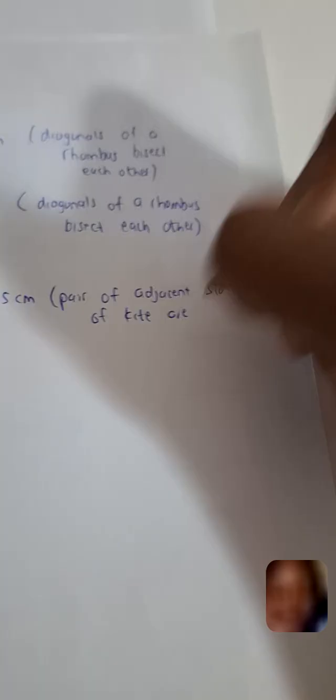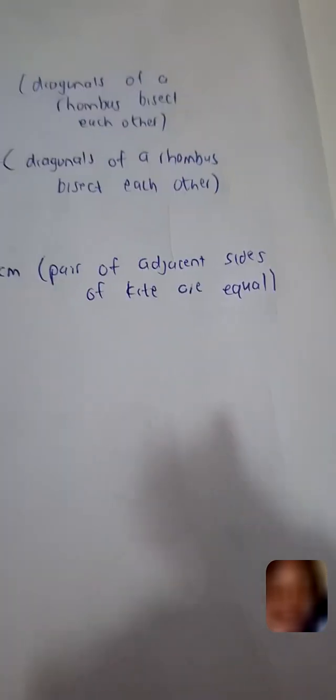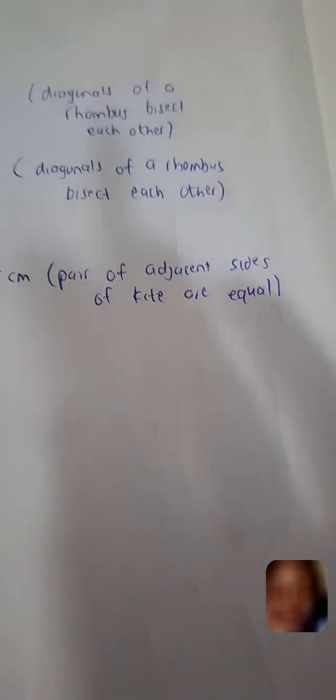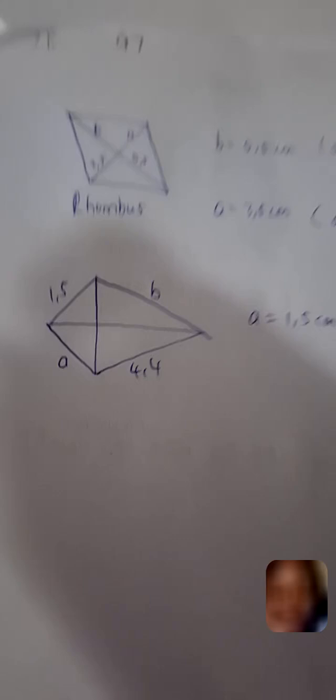Okay, thank you. Pair of adjacent sides of a kite are equal. Nice. Okay, Tasha in the comment section says adjacent sides of the kite are equal, which is also 100% spot on. Okay, then B, what about B?